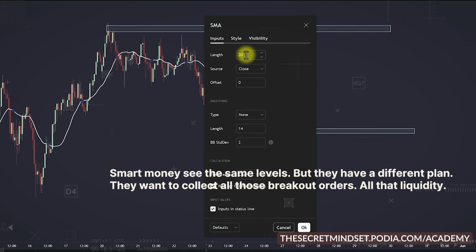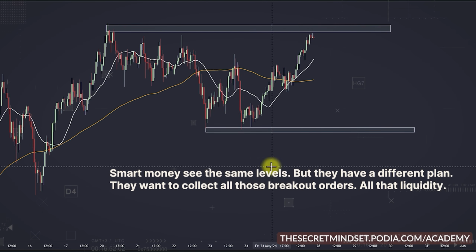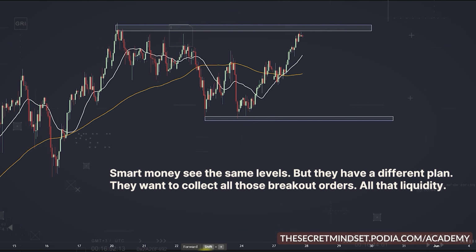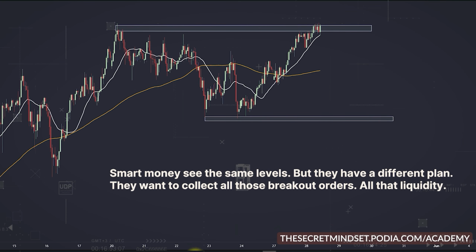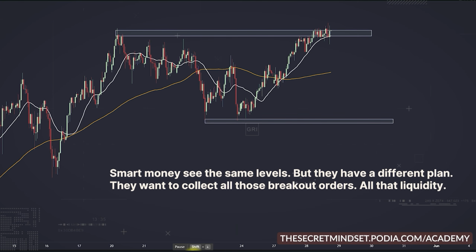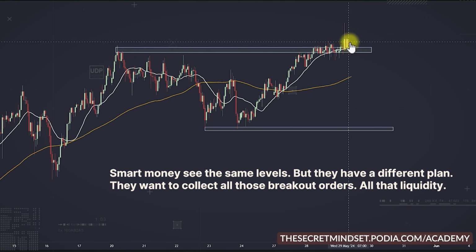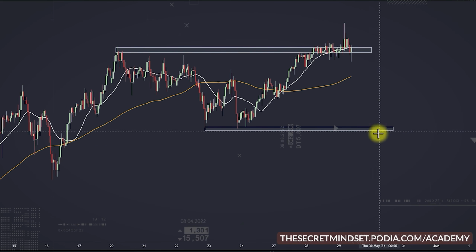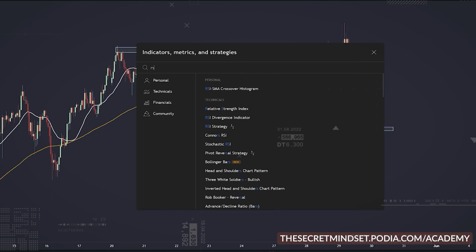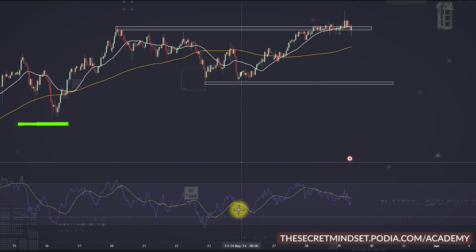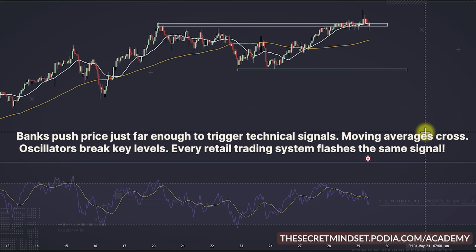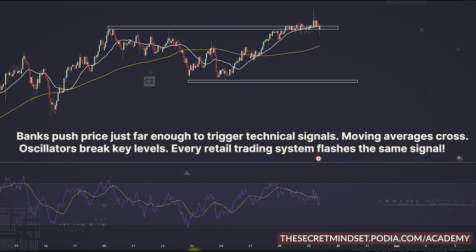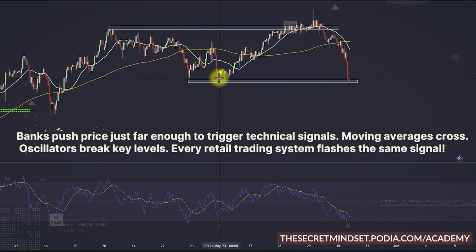Smart money knows this. They see the same levels, but they have a different plan. They want to collect all those breakout orders, all that liquidity. So they push price just outside the range, just enough to trigger the stops and breakout trades. But here's the devious part. They don't break it cleanly. They push price just far enough to trigger technical signals. Moving averages cross. Oscillators break key levels. Every retail trading system flashes the same signal at the same time.